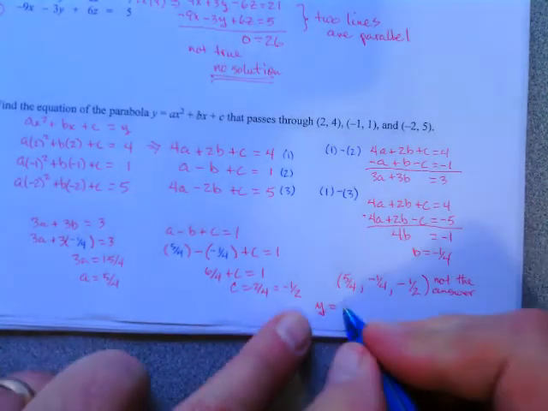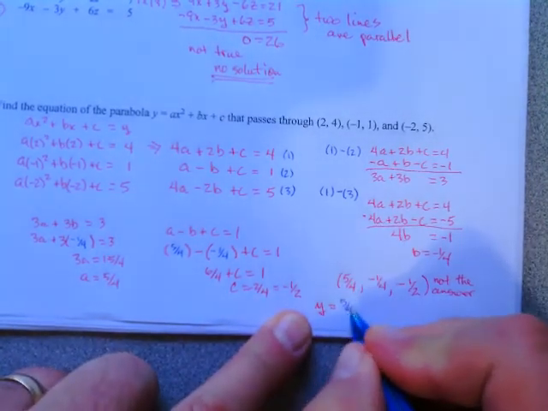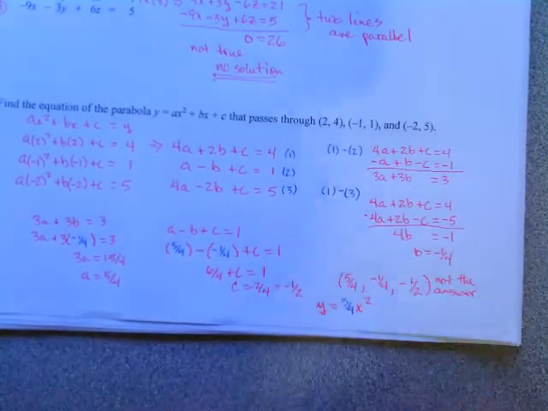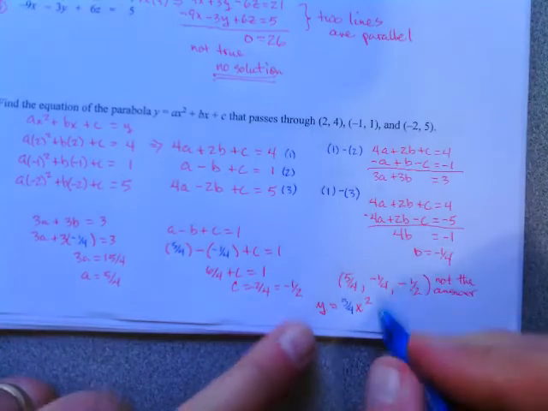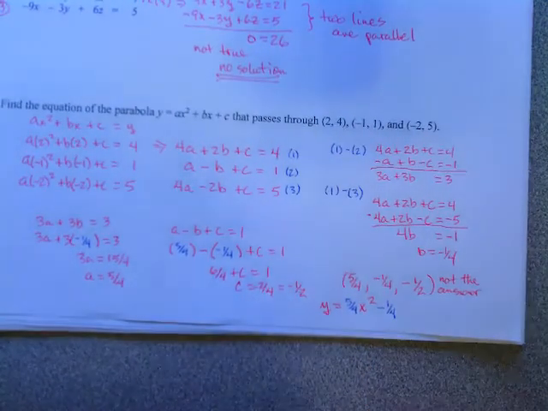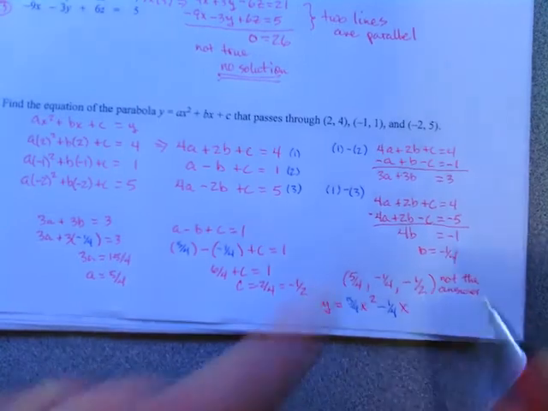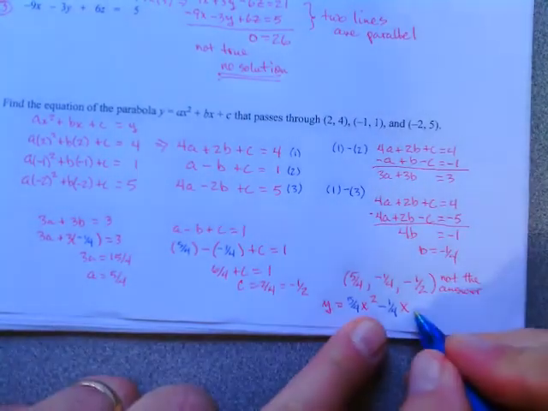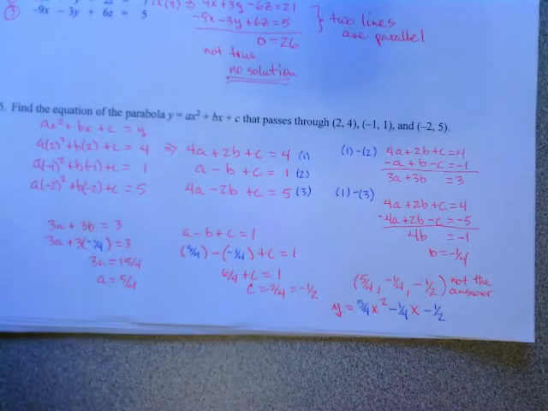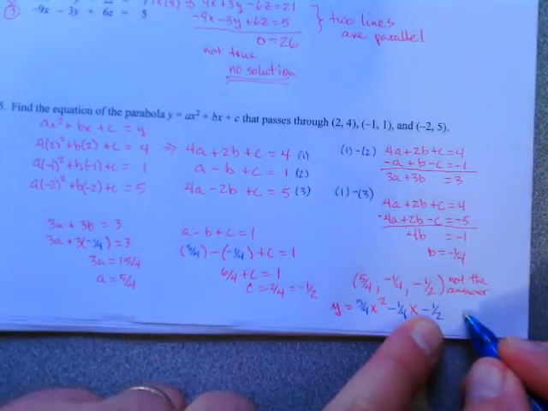and I'm just going to do it this way, 5/4 x squared subtract 1/4 x subtract 1/2. There is the actual answer.